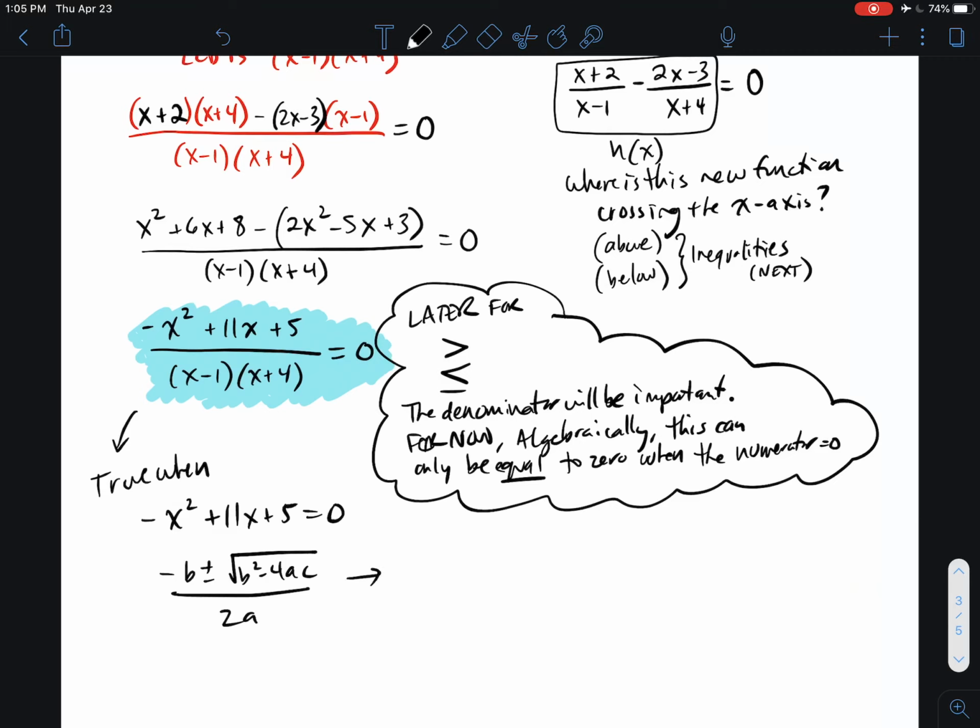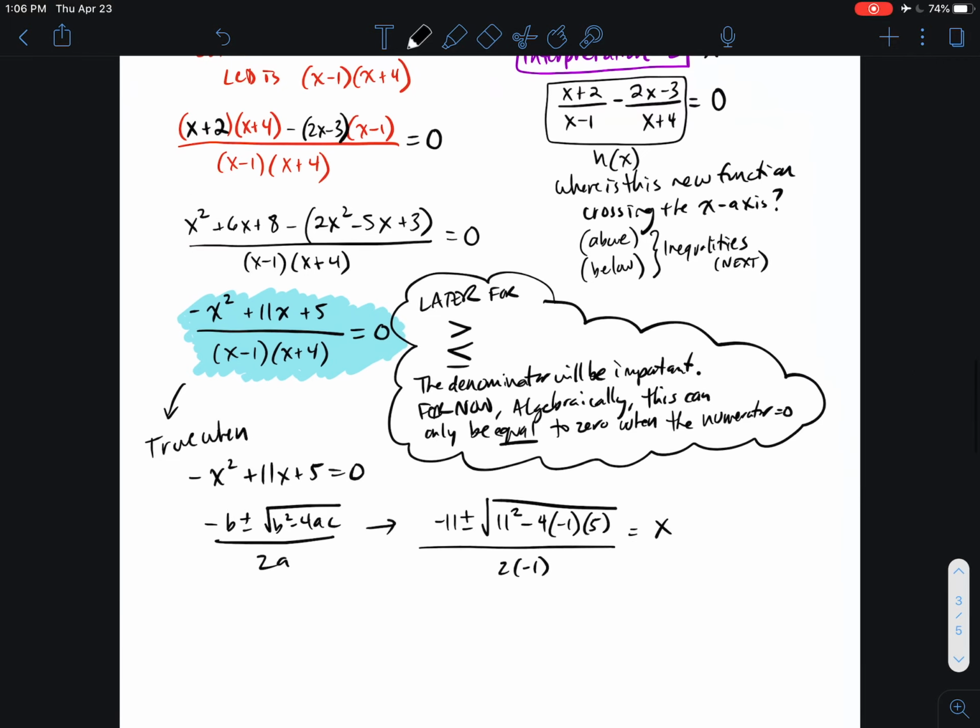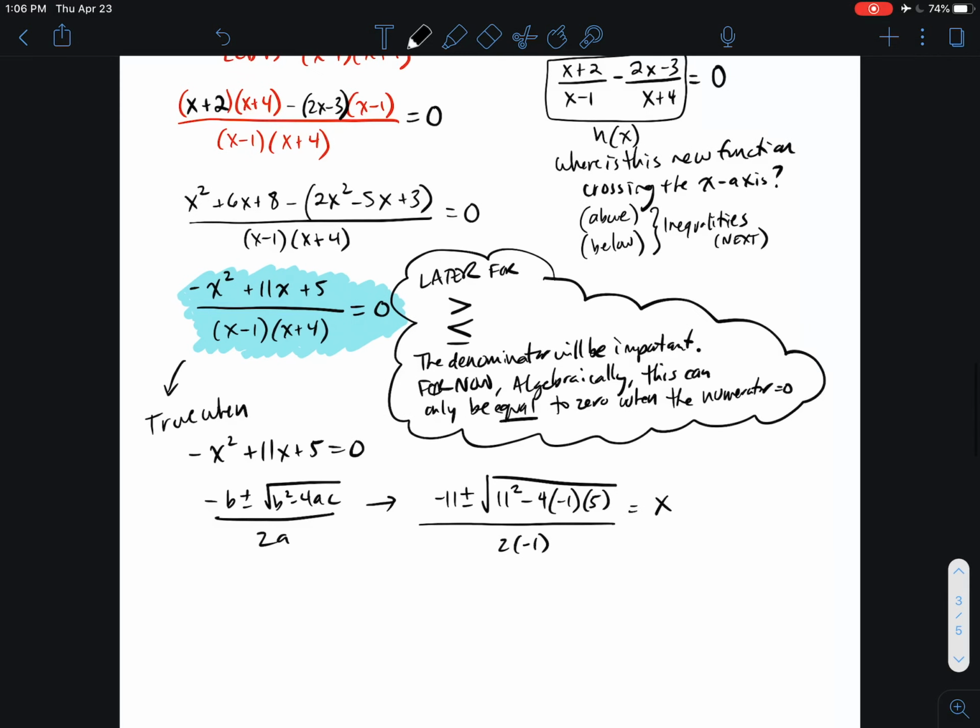Okay, so I'm going to sub in all my values. And these will be my solutions for x. Okay, these are going to be the possible values where my function could be equal to 0.